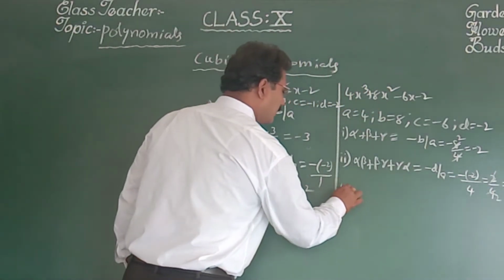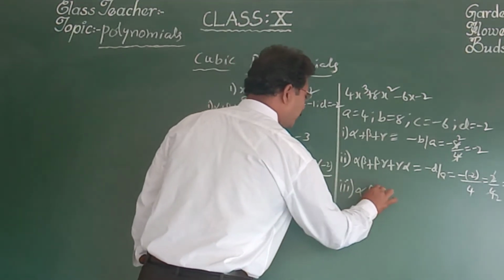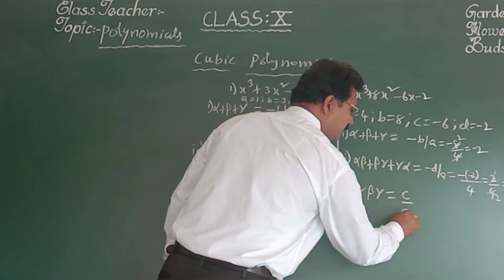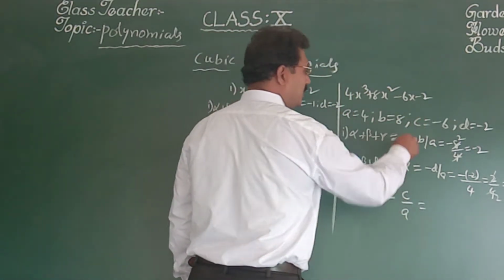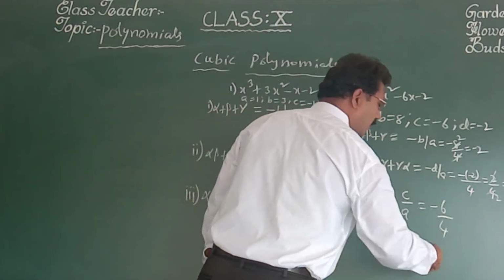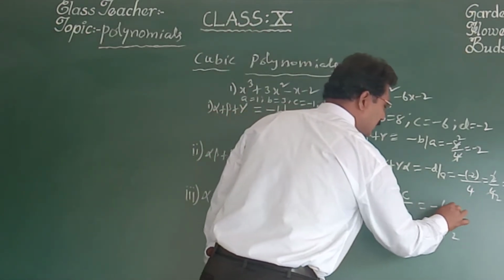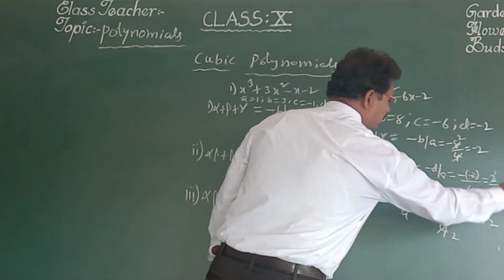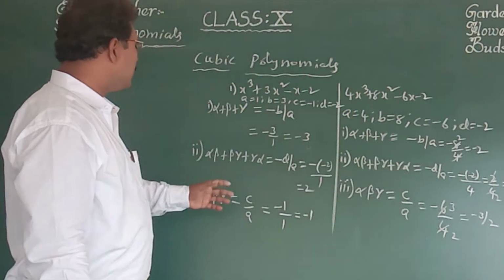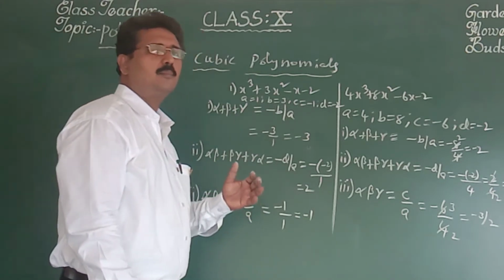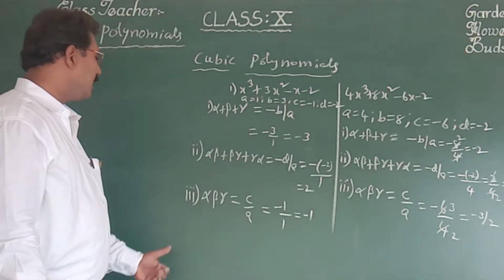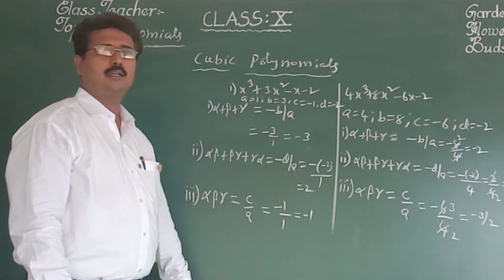Next, the third one, the product of the roots, alpha beta gamma. The alpha beta gamma formula is what? C by a. What is c? Minus 6, and what is a? 4. Now 2 twos are 4, 2 threes are 6. So what is your answer? Minus 3 by 2. This is the way to represent alpha plus beta plus gamma, alpha beta plus beta gamma plus gamma alpha, and then alpha beta gamma.